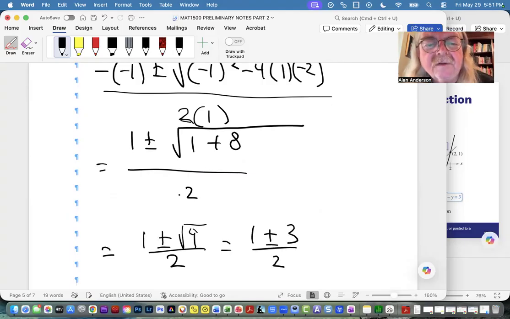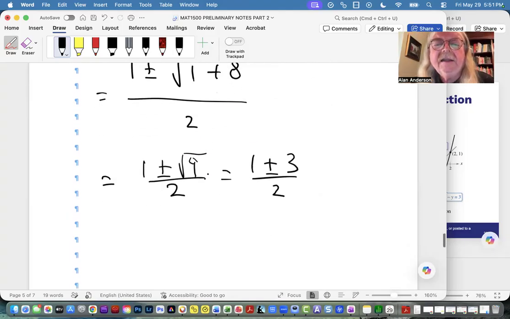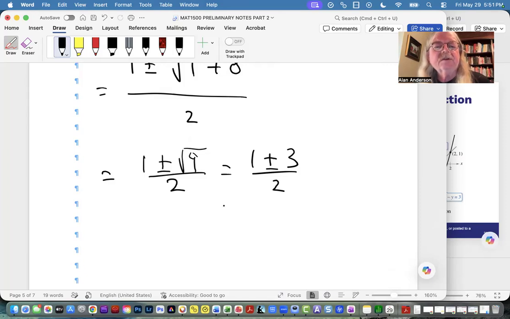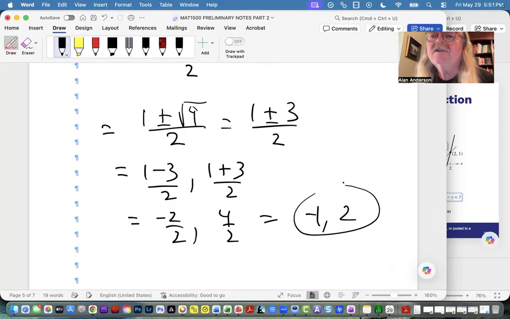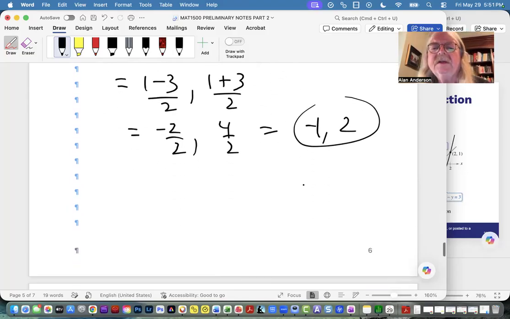So of course the square root of 9 is 3. And then this plus and minus symbol means we're doing two things. We're both subtracting and adding 3 from 1, and then we divide by 2. All right, so the two x's are -1 and 2.